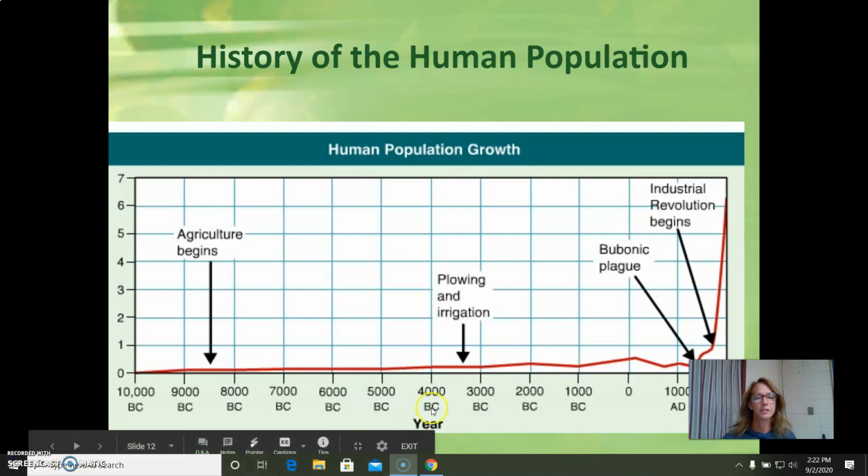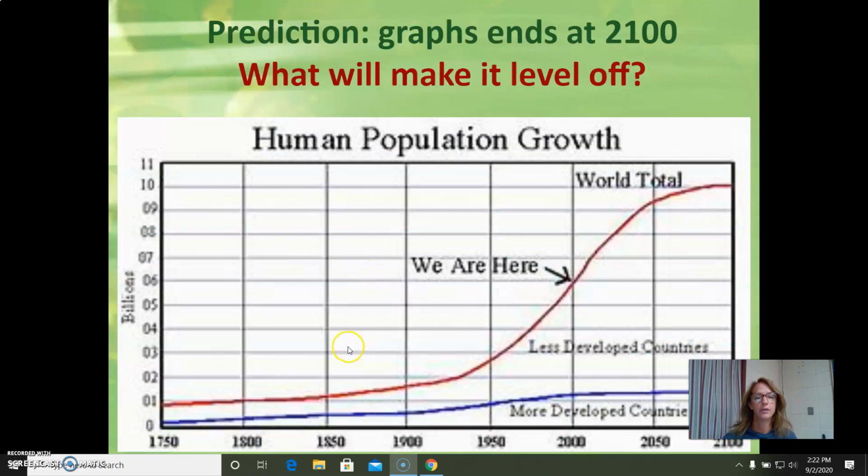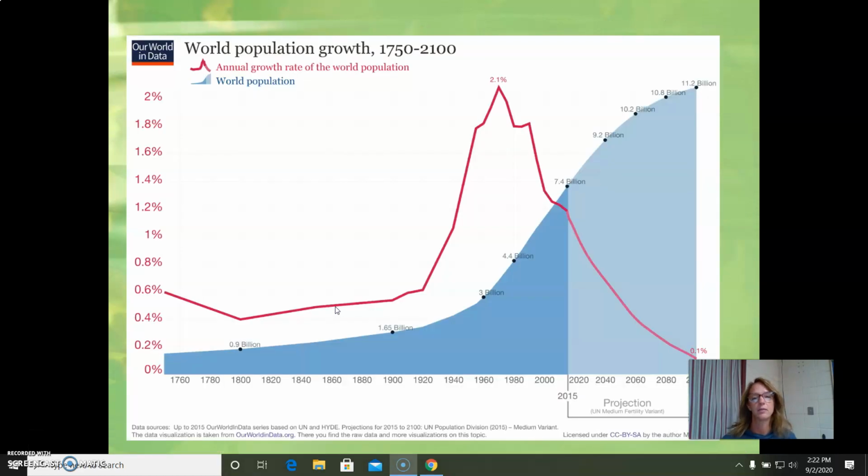Graph of human population. Here's our agricultural revolution, which started around here, but once we got industry and then eventually antibiotics, we have exploded. Here's another graph of human population. This is kind of old, but it is predicting that we will hit a carrying capacity at about 10 billion. Other numbers I've seen since then say our world can support 16 billion humans. So it all depends on how we're doing with agriculture and medicine and industry.